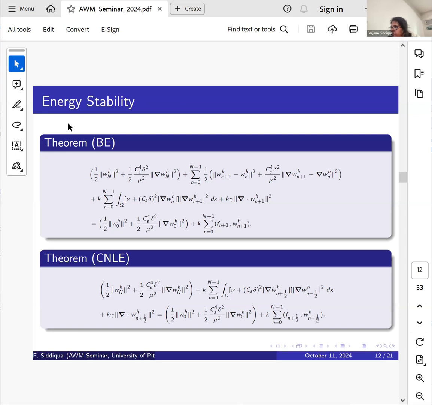When I check the energy stability for the fully discrete case, if you look at the difference between this theorem and this theorem, the only missing term is this term in the Crank-Nicolson. This term is the numerical dissipation term. It comes as a penalty of using backward Euler. But in the Crank-Nicolson case, when we prove this theorem, we don't see this term. And that will make a huge difference in the numerical test. So next.